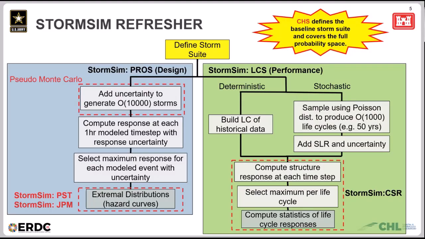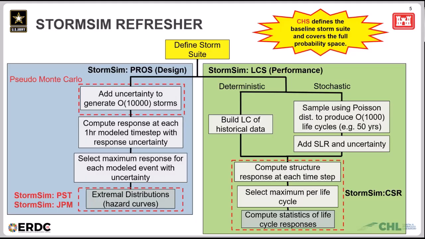is under the hood. So for those who don't remember, StormSim currently has two major workflows that it supports. One that's meant for design, or what we call StormSim Pros, which, long story short, is basically used to create hazard curves for the different structure responses, the same way that you could create hazard curves for your storm responses, so HMO, still water level, or TP.